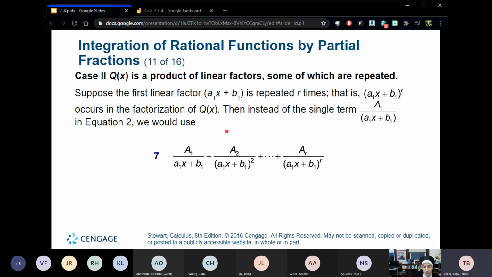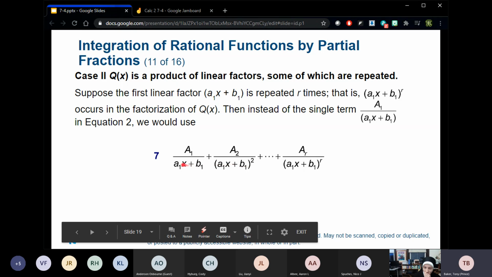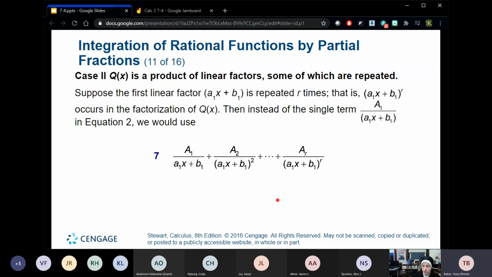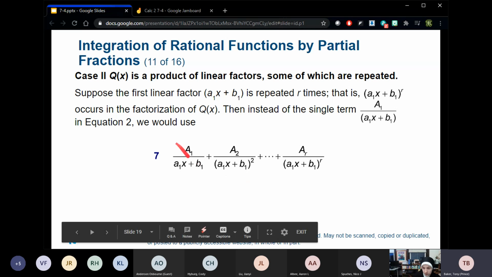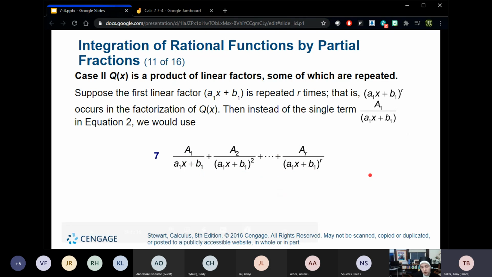So if I have a linear term which is repeated, I have to repeat that term, but I'm going to do it as pieces. The first one's going to be just the linear term. The second one's going to be it squared, and say it was to the third power, I'd have the same term again to the third power. So the denominators are going to be each of those values, the first one, second one, third one, all the way up to whatever the power happens to be. If it was squared, I would just have 2. If it was to the third power, I'd have 3. If it was to the rth power, I'd have r of them.